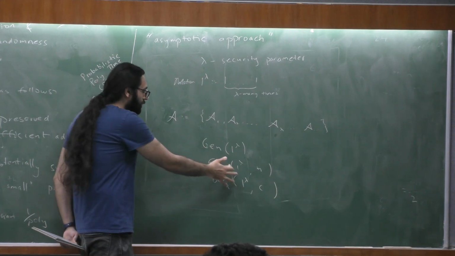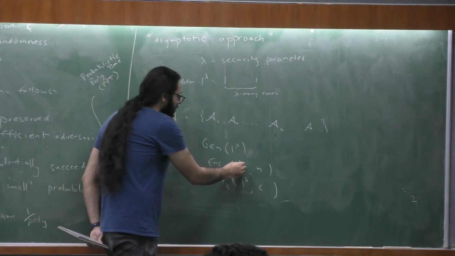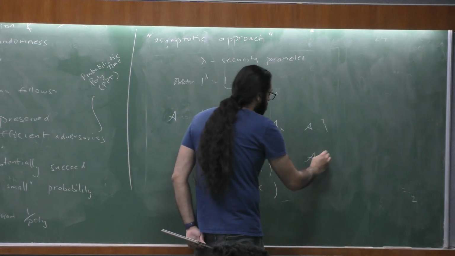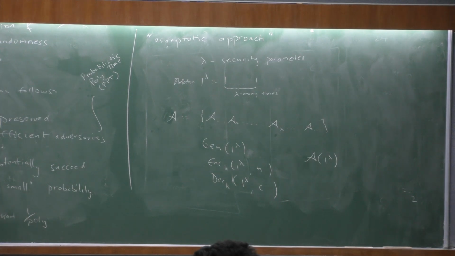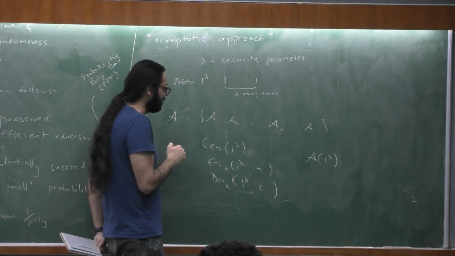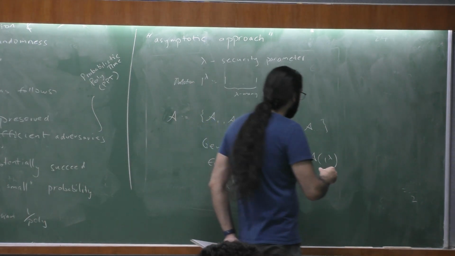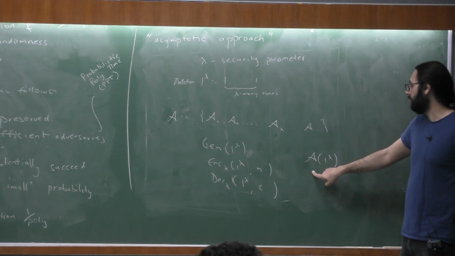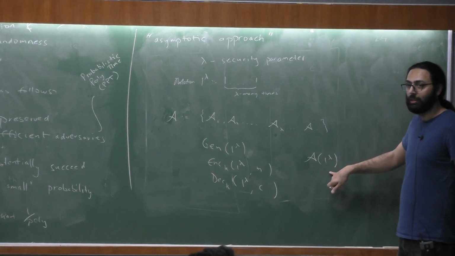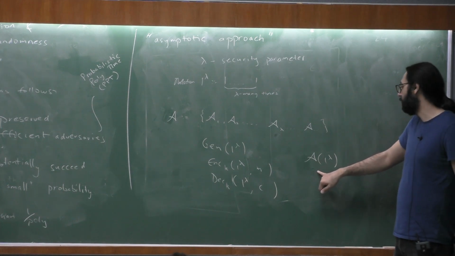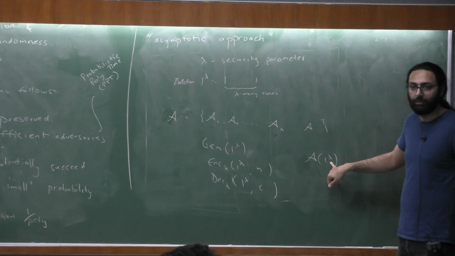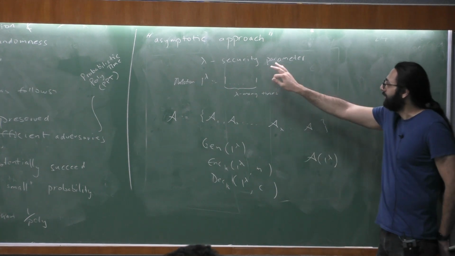And also the adversary. The adversary will also always get 1 to the lambda as input, because the security parameter is publicly known, we assume. It's like the length of the key, so if you're using 256-bit RSA or whatever, everyone knows the length of the key. The assumption we'll make is that this adversary cannot run a computation which is exponential, which is super polynomial in lambda. So the amount of time it takes would be at most some polynomial of lambda to run. So that's why it's asymptotic.